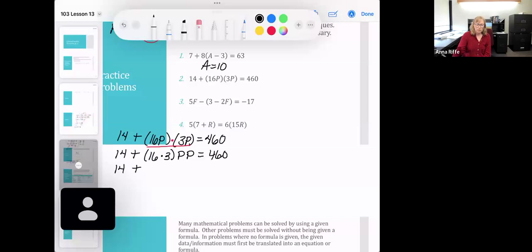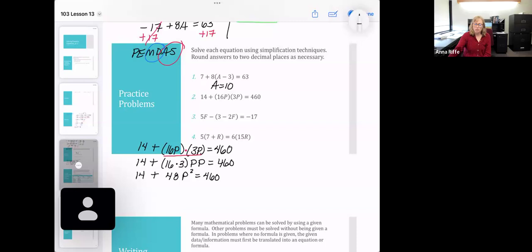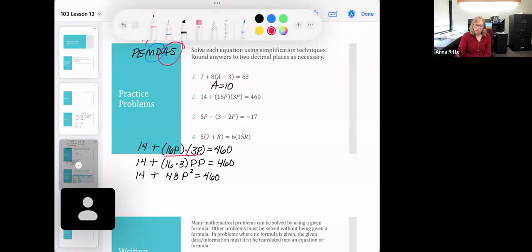14 plus 16 times 3 is, I believe, 48. Yes, that's what I got earlier, 48. And then p times p is p squared is equal to 460. This is now a simple equation. I only have a variable in one location. So I'm going to start by reversing PEMDAS. I'm going to start with any addition, subtraction, and start undoing those. I can subtract 14 because that undoes the addition of 14, giving me 48 p squared is equal to 460.